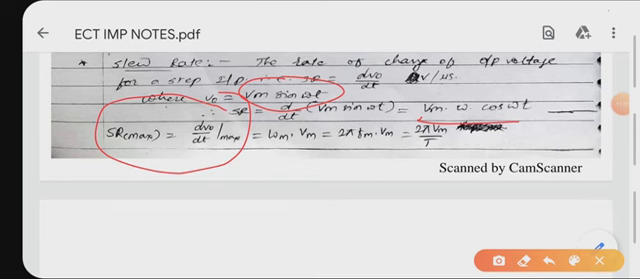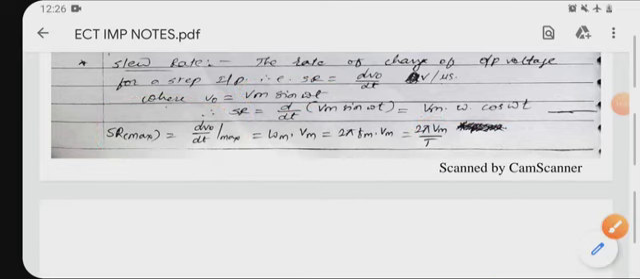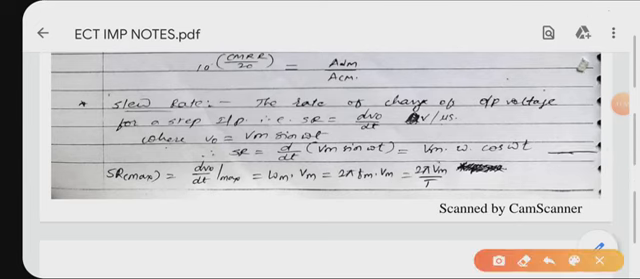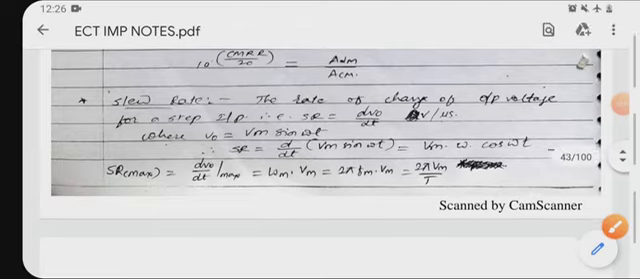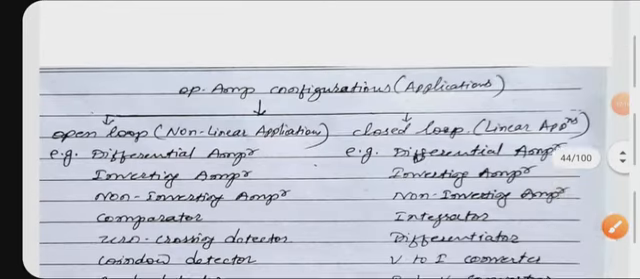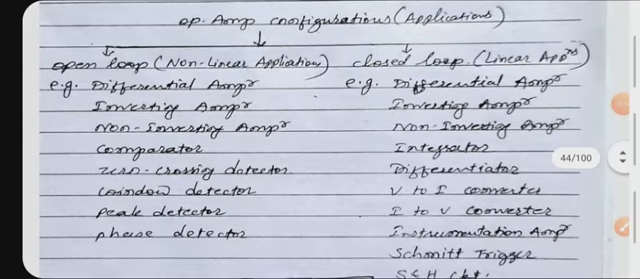So you can write it down as 2 pi Fm into Vm. Again Fm is equal to 1 by t. Therefore 2 pi Vm by t. So you just keep this formula in mind, that SR max is equal to 2 pi Fm into Vm, or it is equal to 2 pi Vm by t. Maybe a simple problem can be asked based on this, based on the formula of CMRR and based on the formula of slew rate. Okay.